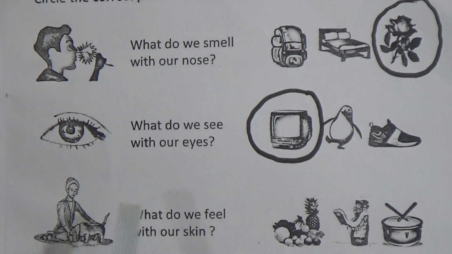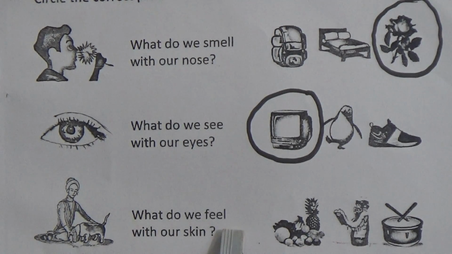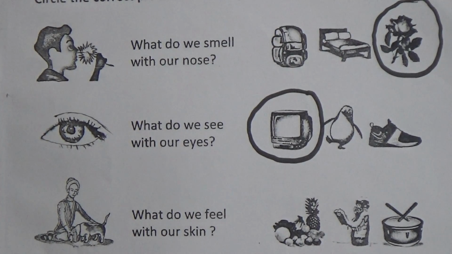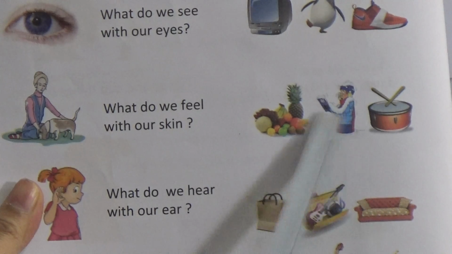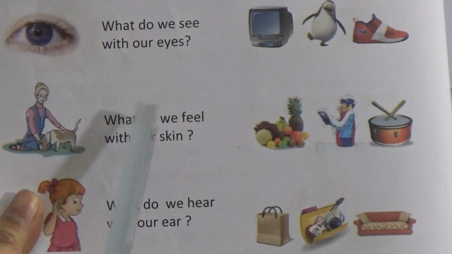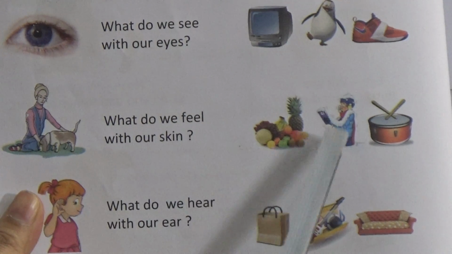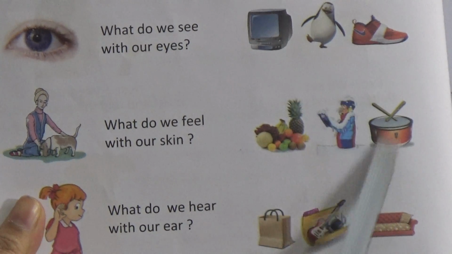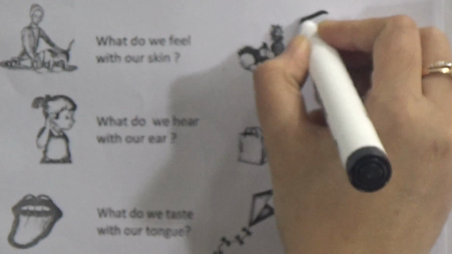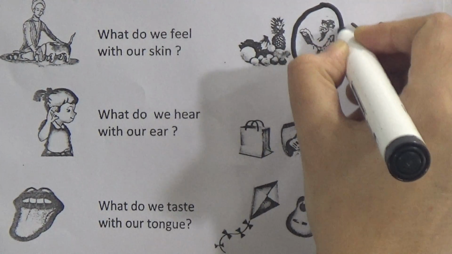Now next picture. What do we feel with our skin? Among these three pictures, you can see here is the color picture in your book. You can see he is feeling cold. That means this will be our answer. We will circle this.